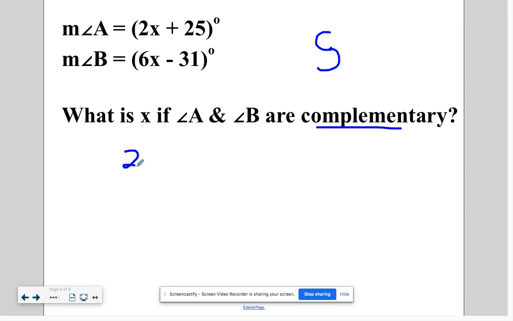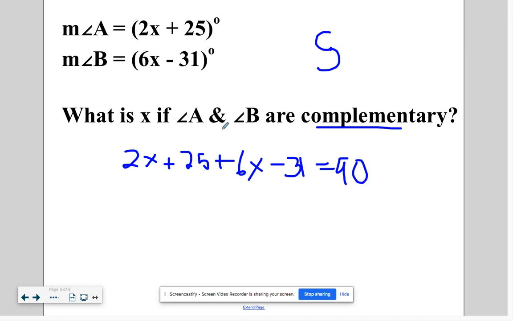Okay, so this is complementary. We'll want to add these up. 2x plus 25 plus 6x minus 31. Add them all up, and that should equal 90 degrees. Not the best tool.